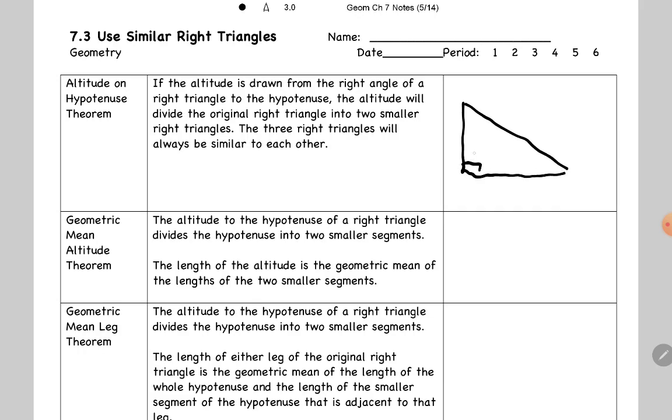That's supposed to be a right angle. Let's try that again. Alright. And let's call this A, B, C.